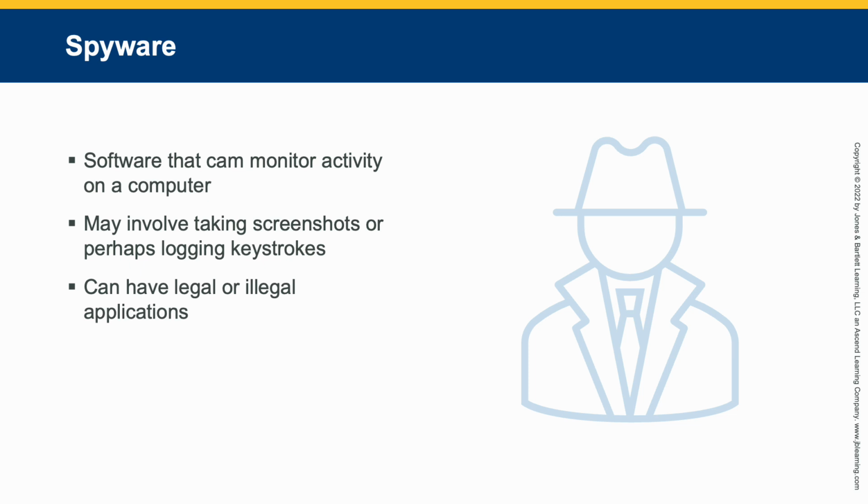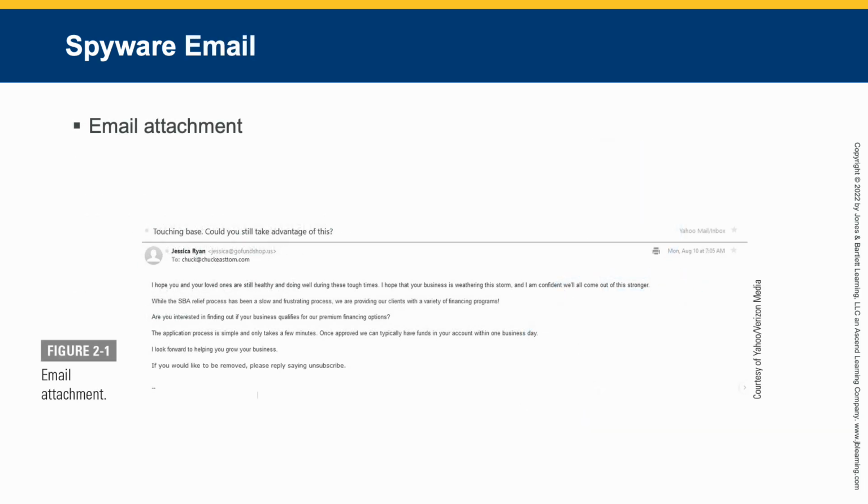Spyware is software that can monitor activity on a computer, may involve taking screenshots or perhaps logging keystrokes, and can have legal or illegal applications. In the spyware email, it looks like an attachment, and you can look at this very carefully to see how that email might come to you.